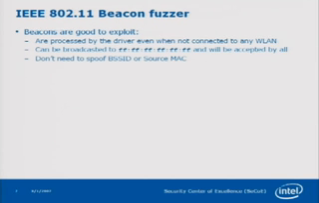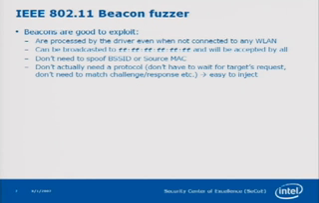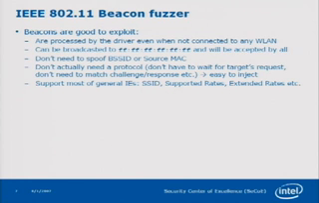The attacker doesn't need to spoof the BSSID or source MAC address. The attacker doesn't need a protocol. Beacons are not preceded by any frames in the protocol, so the attackers don't have to wait for the target to send some request. They don't have to match the challenge response pairs and so on. That's why beacons are fairly easy to inject.